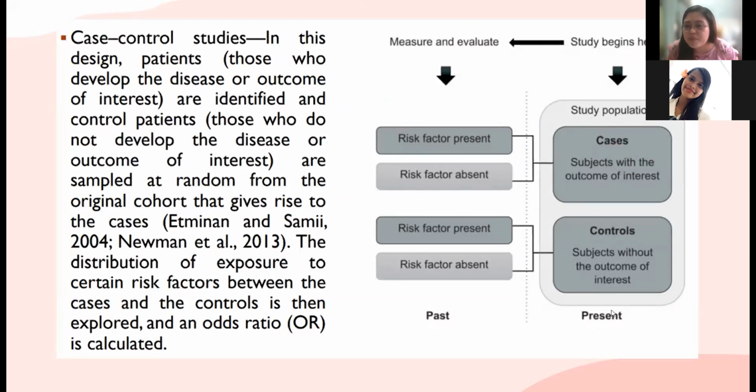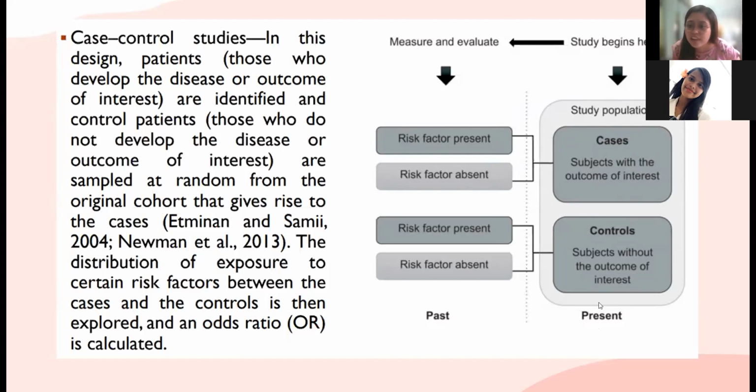And then, anong gagawin mo? You will have two groups of participants. The case and the control. Kaya nga siya tinawag na case control studies. So, sino yung mga participants na nasa group na tinatawag na case? Ito yung mga subjects na may outcome of interest. Meaning, kung sakit ang tinitingnan natin, class, ito yung mga taong merong sakit at the present. Example, diabetes. So you have here people with diabetes.